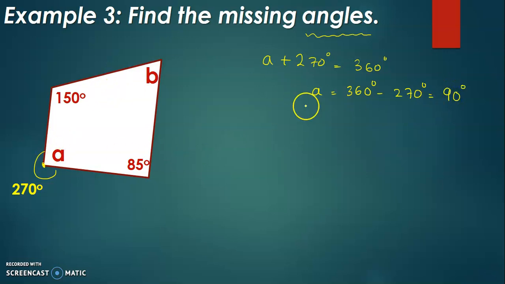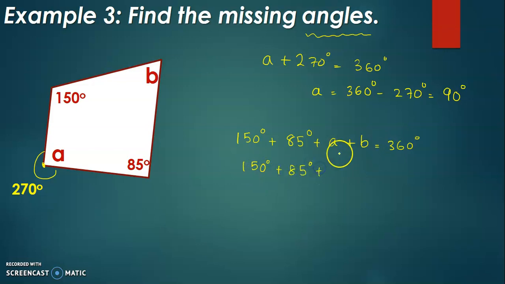If A is 90 degrees, I can form my equation again over here. This is the one I know, this is the other one I know. Then I'm going to write A first, then B equals 360. Then I'm going to replace my A with 90 degrees. Notice that I did not skip any step over here.